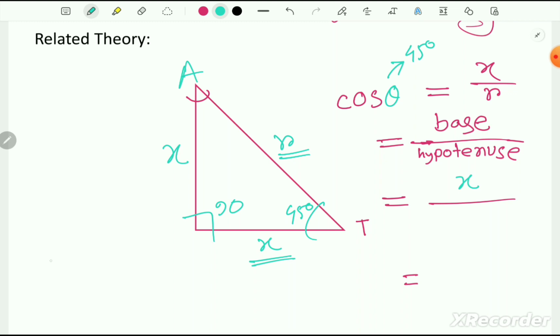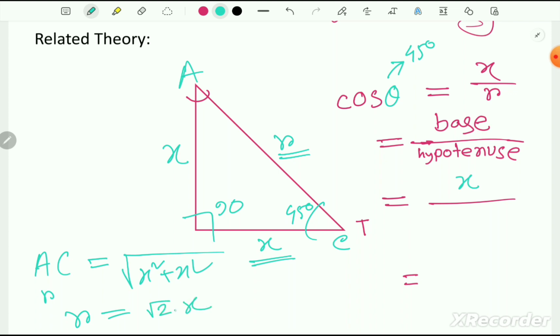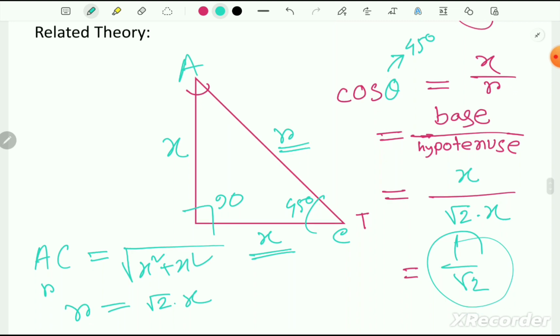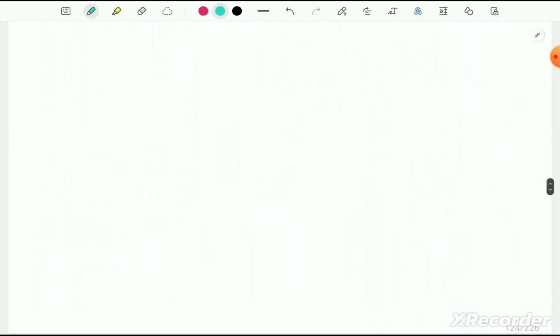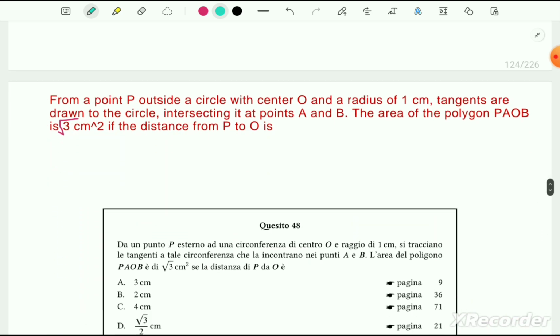How can we do that? Just by applying Pythagoras. For example, AC or r equals the square root of x square plus x square. It gives us r equal to root 2x, right? So we can simply write root 2x, then it becomes 1 by root 2. So this is the value of the cosine of the 45 degree angle. Therefore we can just calculate. Okay, let's move on to our next problem.